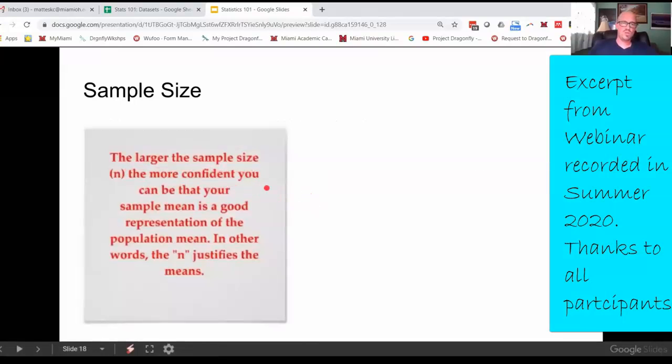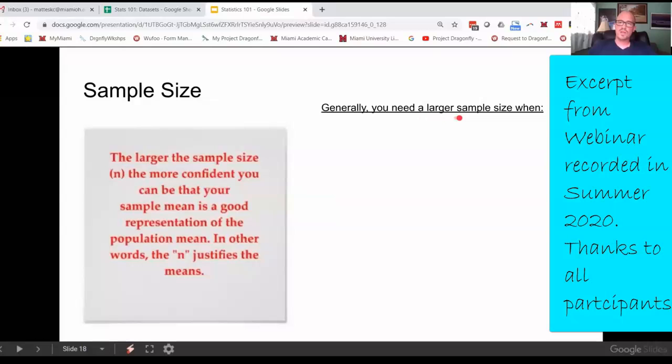I came across this little quote, which says, the larger the sample size, or N, the more confident you can be that your sample mean is a good representation of the population mean. In other words, the N justifies the means. So, cheesy joke, but actually it's good for remembering. But again, I am not a big advocate of you guys going out and taking hundreds and hundreds of data sets for days on end. It's better to figure out, what do you need to represent the population?